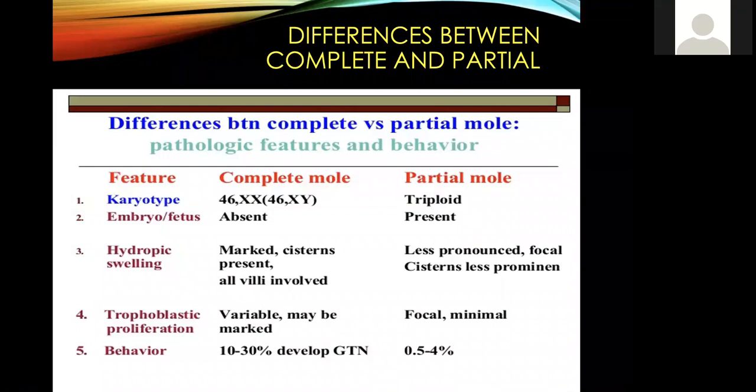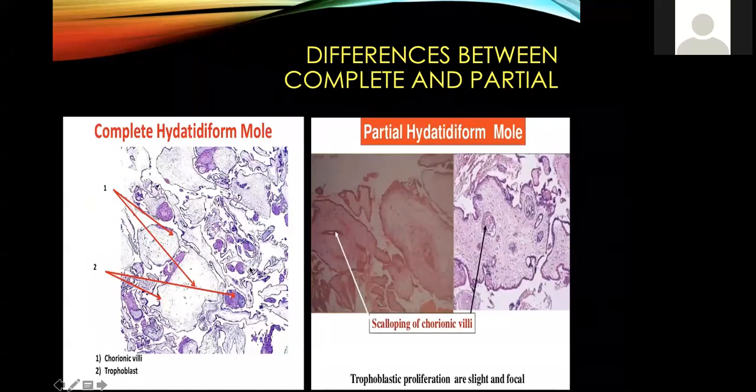The karyotype is 46XX or 46XY in a complete mole, while partial mole has triploidy. The embryo is absent in complete mole, while in partial mole the embryo is present. There is more marked hydropic swelling and all the villi are involved, but in partial mole it is less pronounced, with focal cysts. The trophoblastic proliferation is variable and may be marked, but in partial mole it is focal and minimal. The development of GTN is 10 to 30% in complete mole, while in partial mole it is 0.5 to 4%.